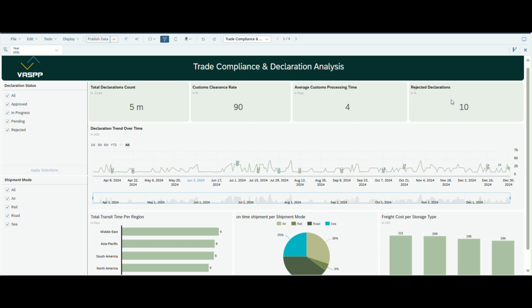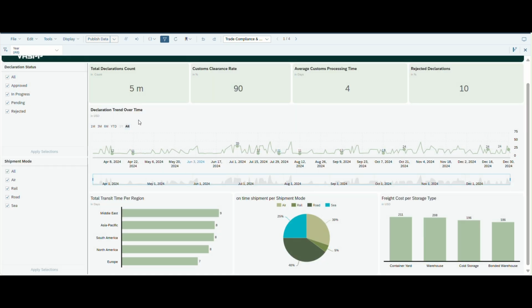Looking at the declaration trend over time, you can spot spikes and dips in customs activity. These could be tied to seasonal shipments, financial year closings, or unexpected disruptions. This trend view helps forecast workload and prepare your teams for peak demand periods.